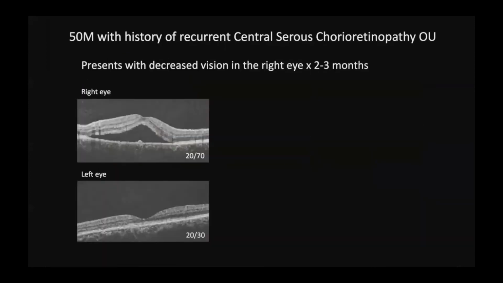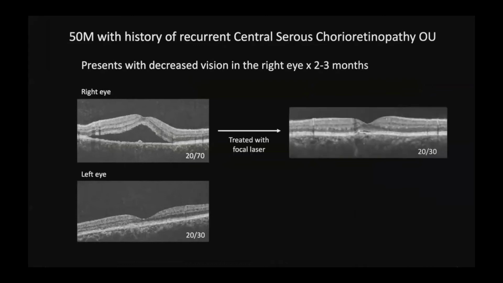This is a 50-year-old male with a history of recurrent central serous chorioretinopathy in both eyes. He initially presented with decreased vision in the right eye for 2 to 3 months, and here he is, 20/70 in the right eye. He was treated with focal area laser to an area of leakage with improvement in the subretinal fluid, and the vision improved to 20/30.